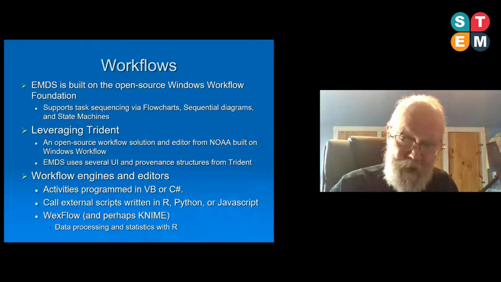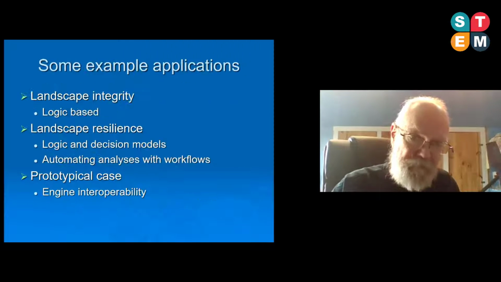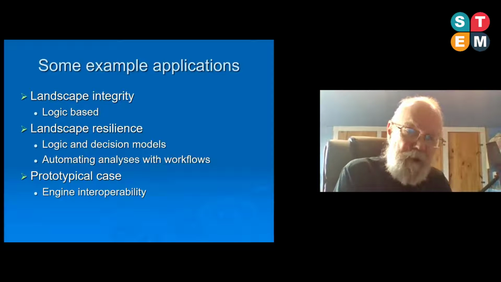We might also be adding KNIME because it would be an easy extension, both of which can handle the primary point of these, which is to be able to handle data processing and statistics with things like R in spatial decision support applications. And I'm going to talk about some more specific examples in a little bit.